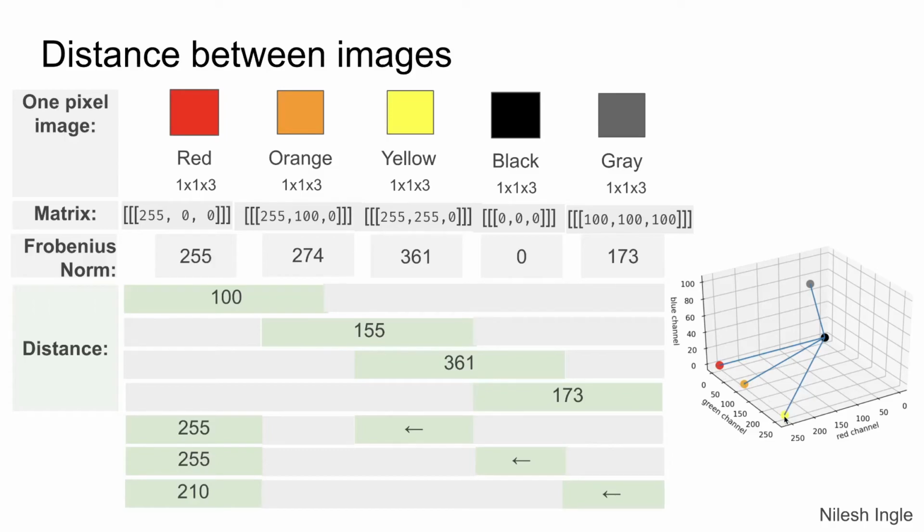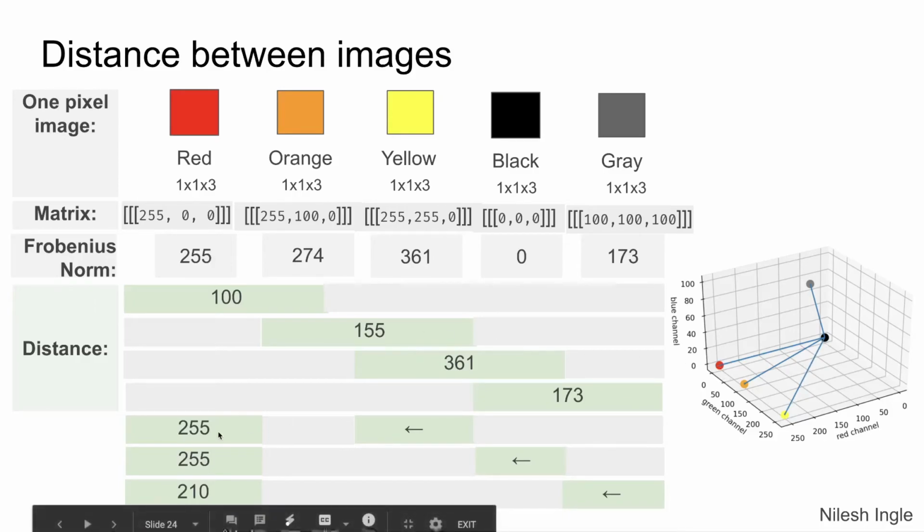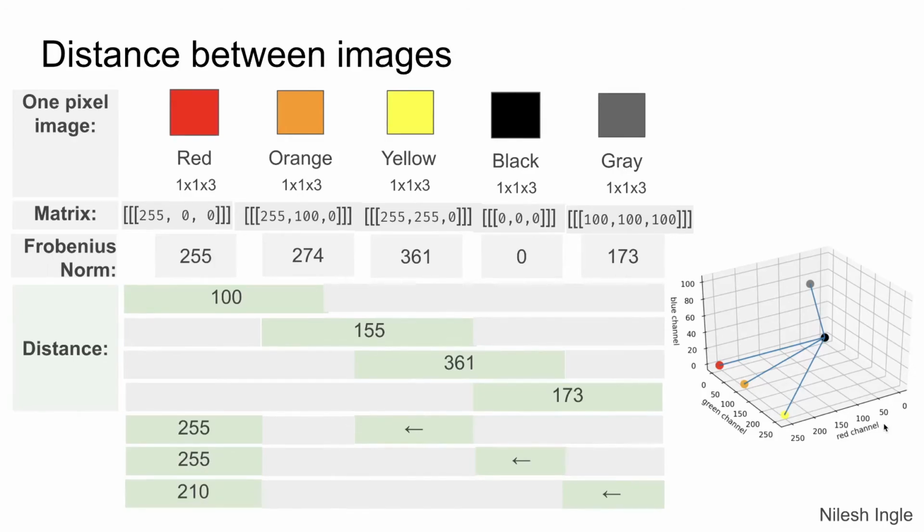Now if we look at the distance of the red, which is right here, it seems that the points yellow and black are farthest from red. So now if we calculate the distance between red and yellow, we get 255, and red and black again we get 255. Thus the red image is farthest from the black and yellow images as shown here, and the distances are simply the differences between the two vectors and taking a norm.